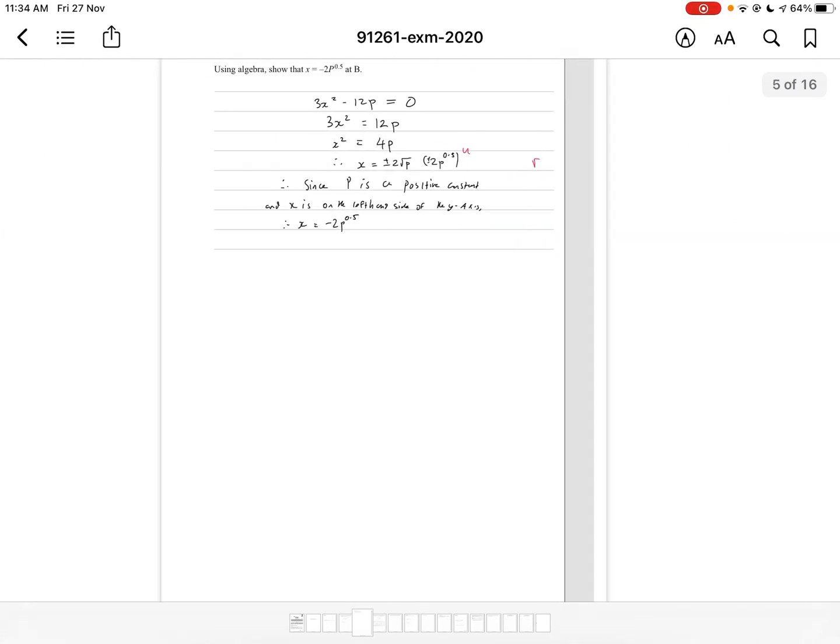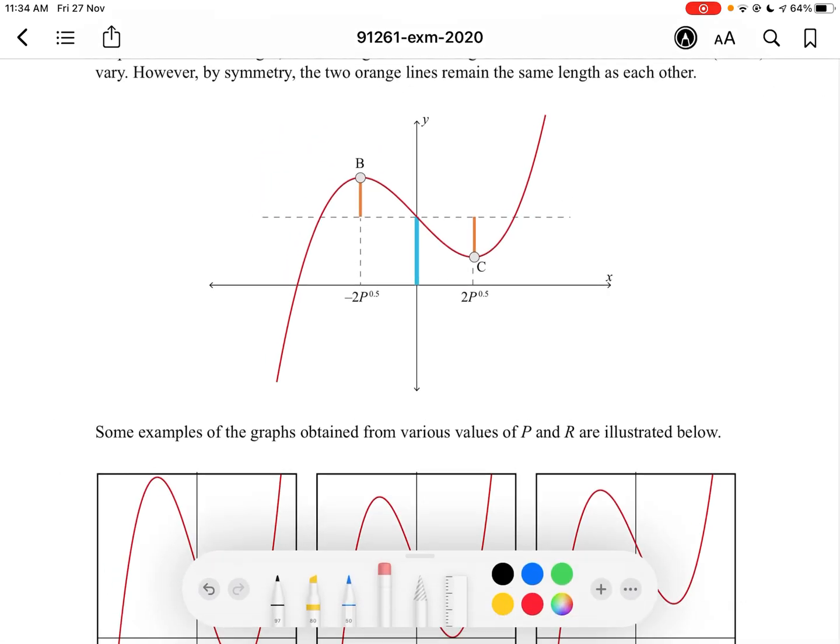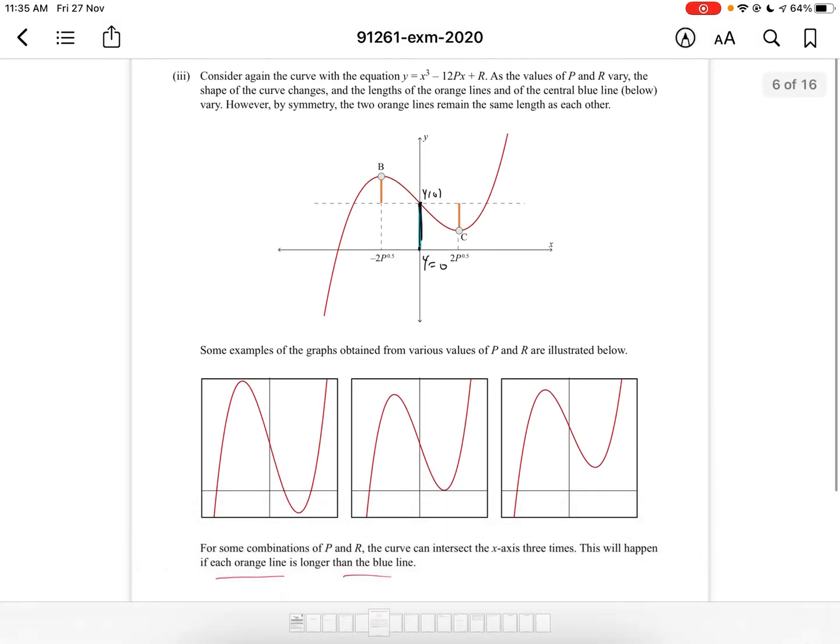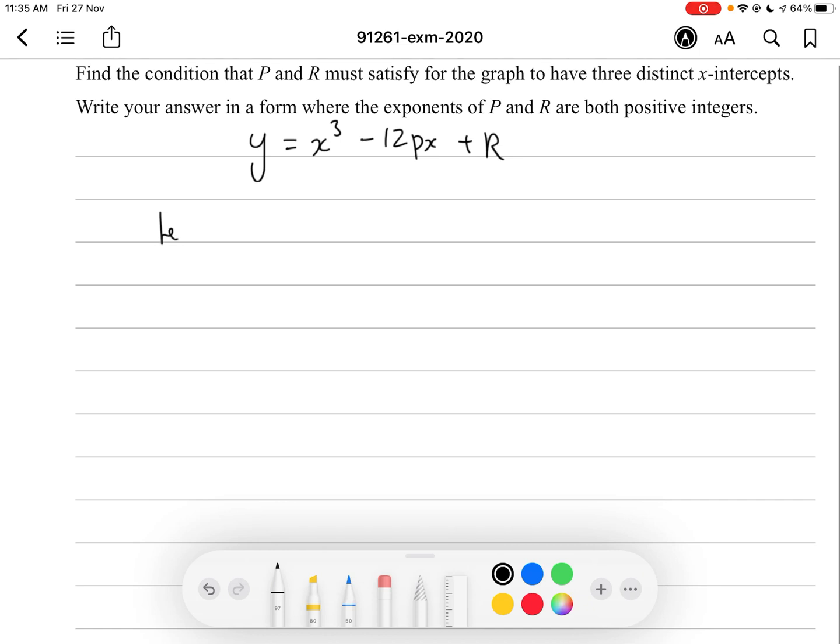So if we go back to our diagram here, as you can see, the length of this blue line is actually equal to the value of the cubic at x equals 0. This is y equals 0, and this is y of 0 for the cubic. So the length is just what we get when we plug x equals 0 into the equation for our cubic. So we'll write this down. Length of blue line is equal to y of 0. In this case, this equals 0 cubed minus 12p times 0 plus r. Since r is a constant and 0 times anything is 0, this gives us a value of r. Therefore, the length of the blue line is equal to r.